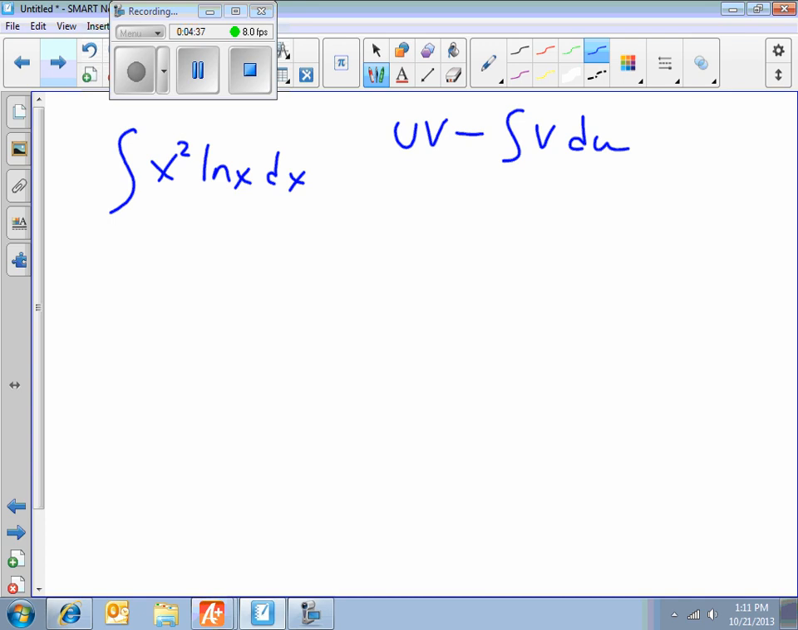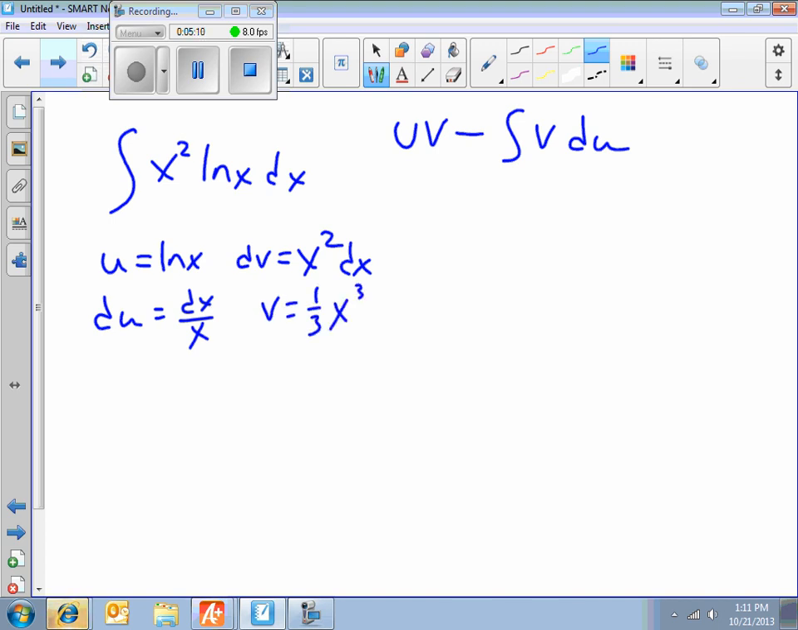Now, I said choose my u to be the function that disintegrates, which would be the x squared. However, once again, we don't know the integral for natural log of x, or we do now, but we don't want that messy formula in. So instead of my x squared being my u, I'm going to let my x squared be my dv, and my u is now natural log of x. So now du is dx over x, and v is equal to 1/3 x cubed, just integrating that.